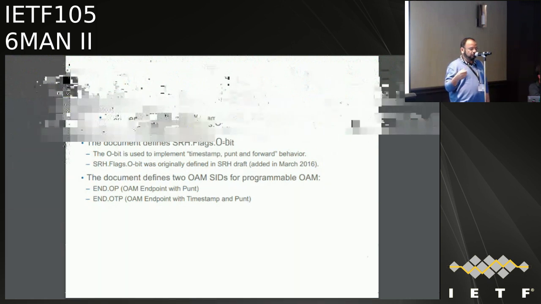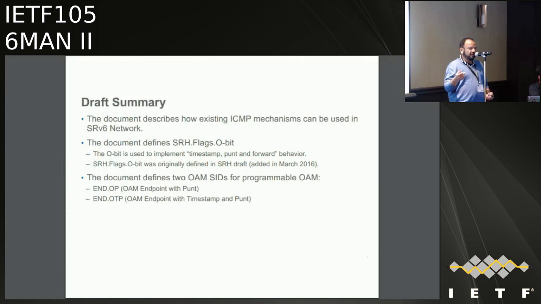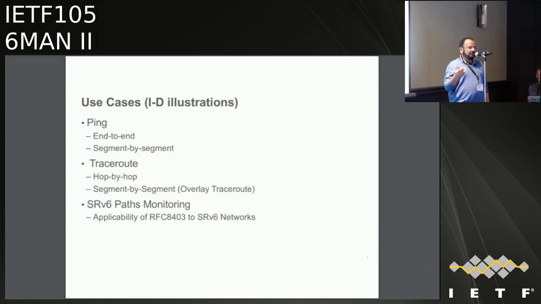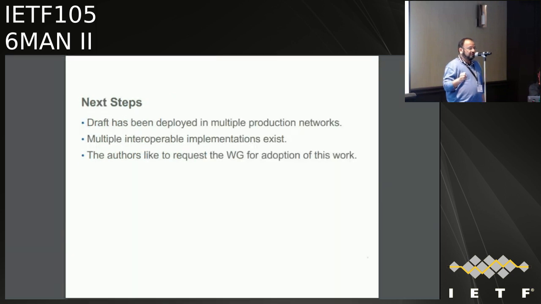It also defines two sets of behavior for O&M. Using this information, it provides some illustration of how we can use these tools for doing ping end-to-end, segment by segment, traceroute hop by hop, segment by segment, and also how RFC 8403, which is just path monitoring, is applicable. With multiple production requirements, interop done, and various implementations available, this work is mature, and we would like the working group to adopt this today.